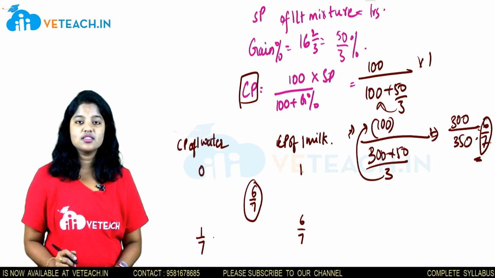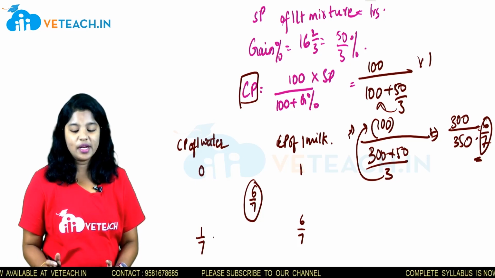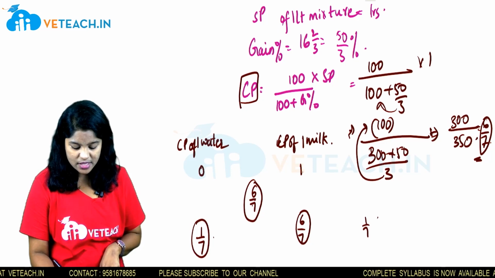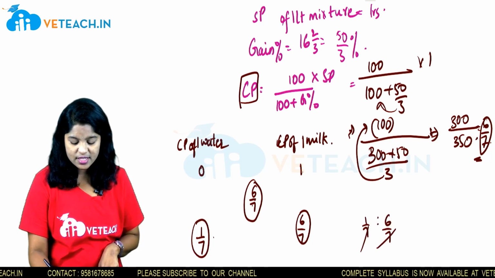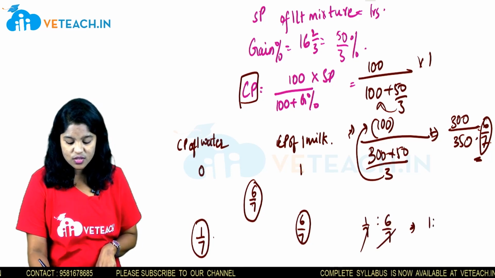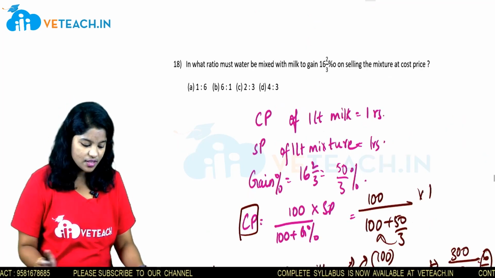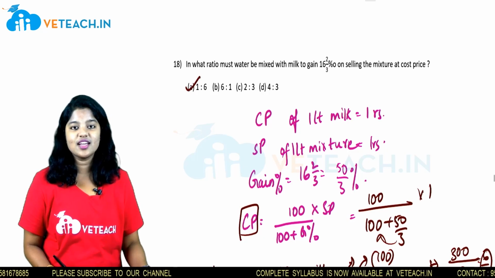Now they have asked us the ratio of water to milk in the mixture. So the ratio of water to milk is 1 by 7 to 6 by 7. 7 will get cancelled. So the ratio of water to milk in the mixture is 1 to 6. So option A is our correct answer.